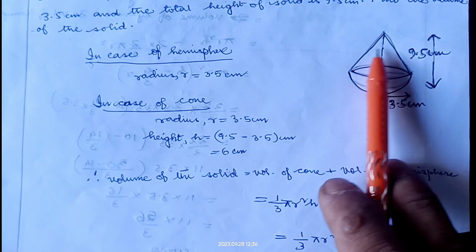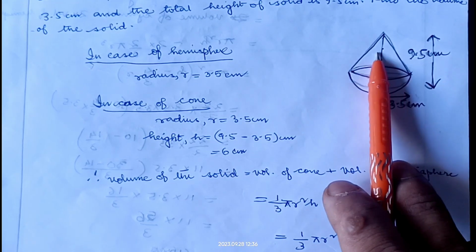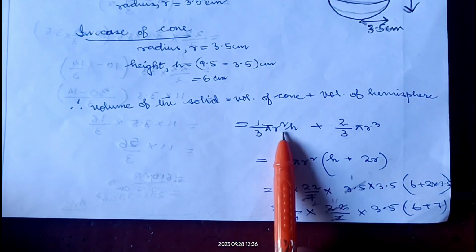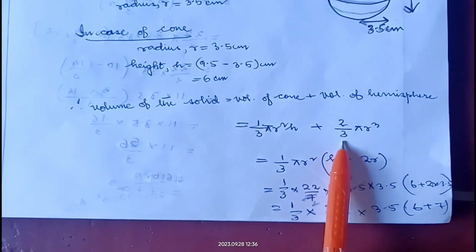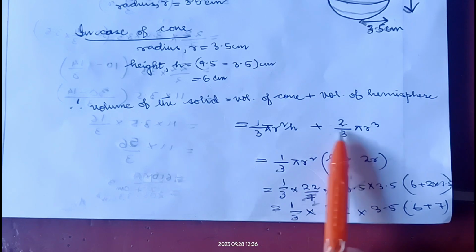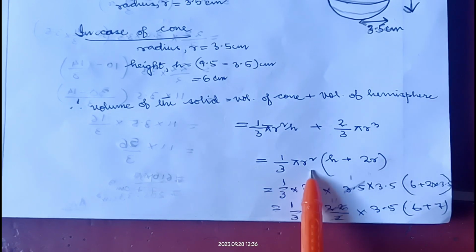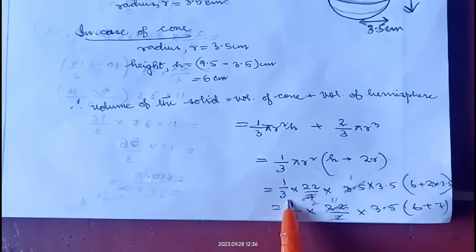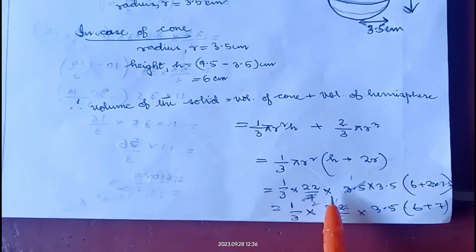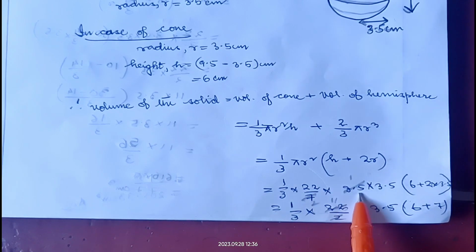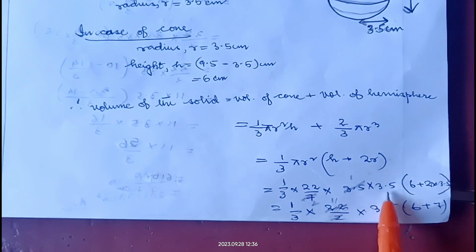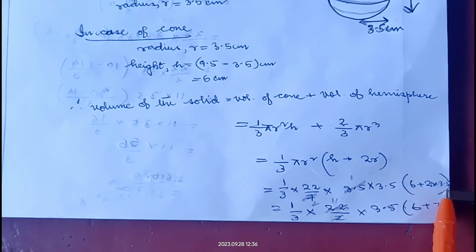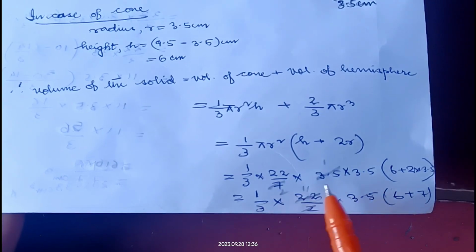Since we have to calculate the total volume, it will be volume of the cone plus volume of hemisphere. We know volume of the cone is 1/3 pi r square h and volume of hemisphere is 2/3 pi r cube. From here I can take 1/3 pi r square common. From here h left and from here twice r left. So 1/3 pi is 22/7 into r square. R is 3.5. 3.5 into 3.5. Height is 6 plus twice r, 2 into 3.5.